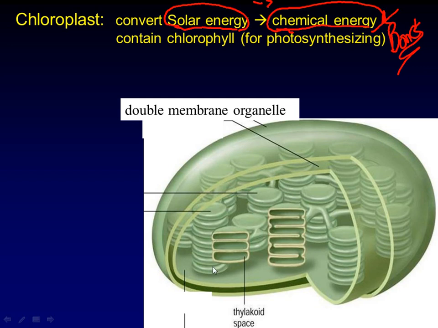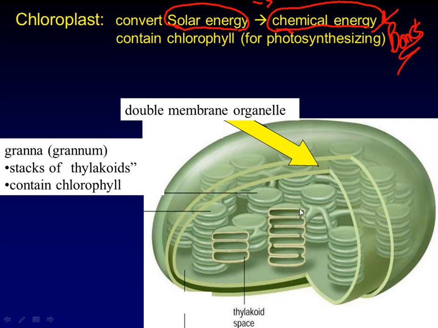Inside the organelle, we have these stacks right here. The whole thing right there is called grana or granum. And each individual little unit right there is called a thylakoid. And there's fluid in those thylakoids, and that is the chlorophyll. So the whole thing is called granum or grana. Each individual thing is called a thylakoid. So there's stacks of thylakoids right there. And within each thylakoid you would find chlorophyll.